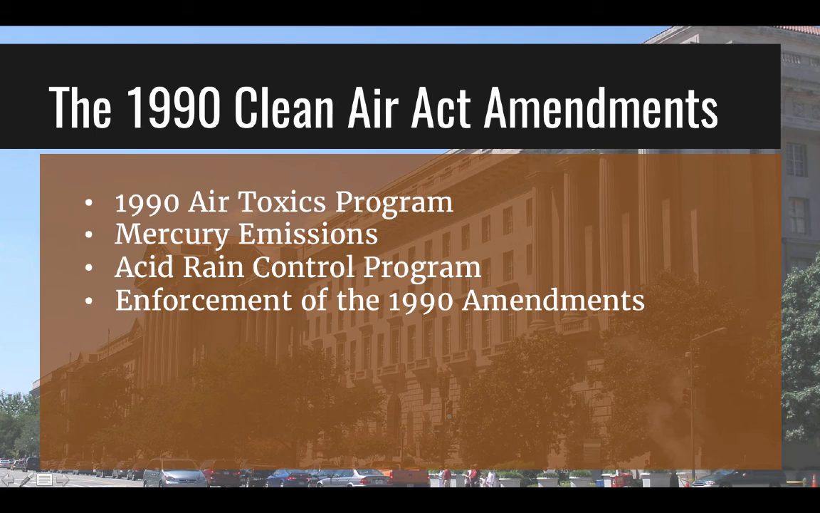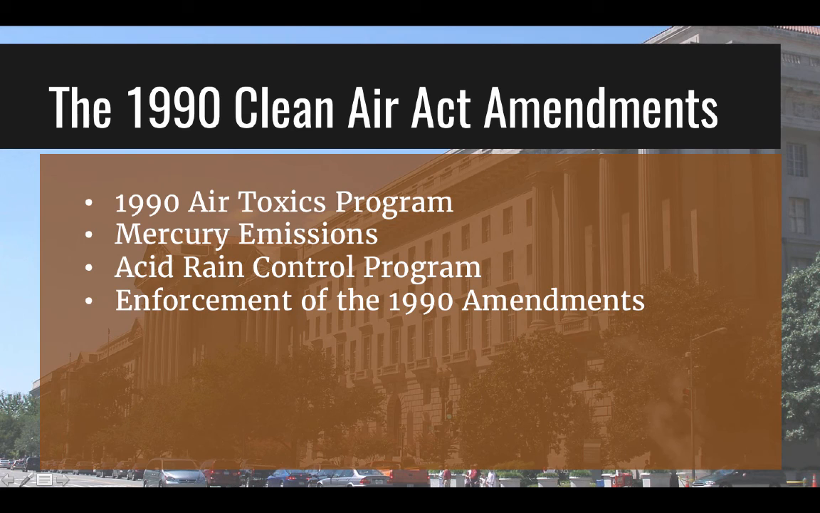1990 Air Toxics Program. Toxic or hazardous air pollutants can cause health and environmental damage even at low concentrations, and they are regulated by the 1990 Air Toxics Program. Industrial plants had to significantly reduce emissions of 188 pollutants deemed hazardous by the EPA. There are strict deadlines associated with reductions.